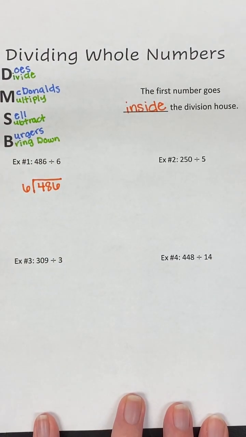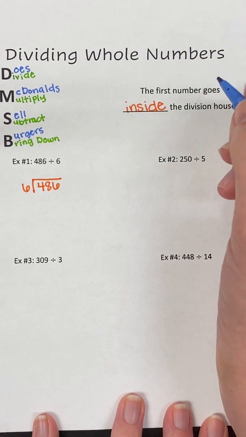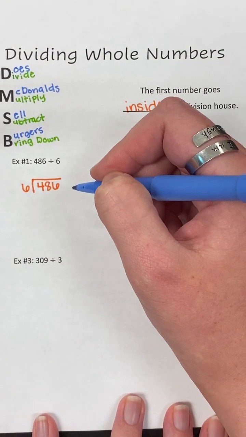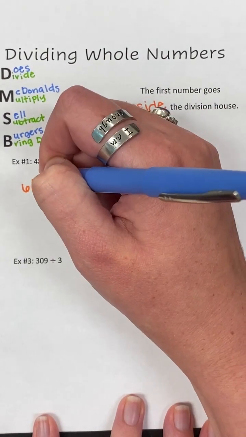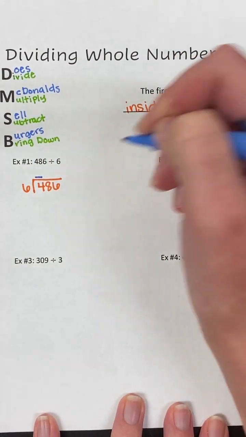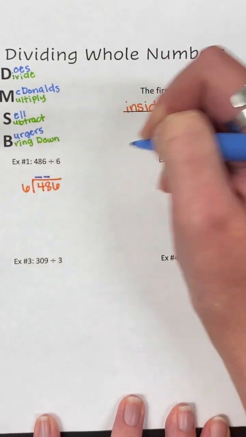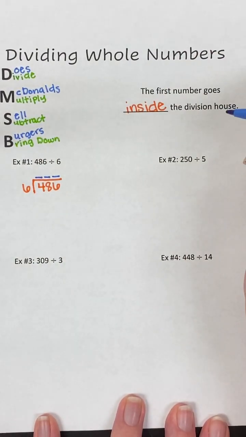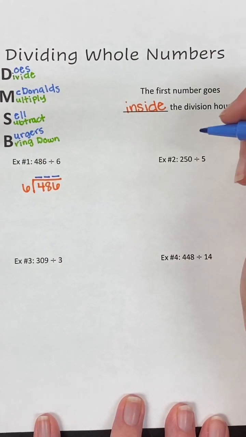Before I start dividing, there's two things that I want us to get used to doing. First, every number inside the division house needs a space above it. So my 4 needs a space. My 8 needs a space. My 6 needs a space. So if there's 3 numbers inside, there should be 3 spaces.